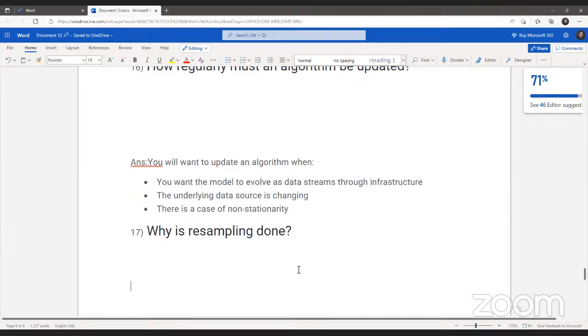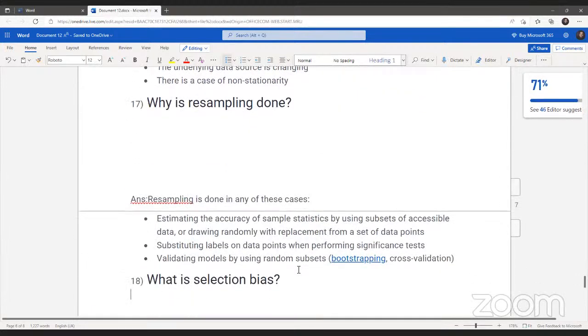Yeah, as we look into this, resampling is done in any of these cases: estimating the accuracy of sample statistics by using subsets of accessible data or drawing randomly with replacement from a set of data points, substituting labels on data points when performing significance tests, and validating models by using random subsets like bootstrapping and cross validation. In such cases, we use resampling. So as we jump into the next question, what is selection bias?